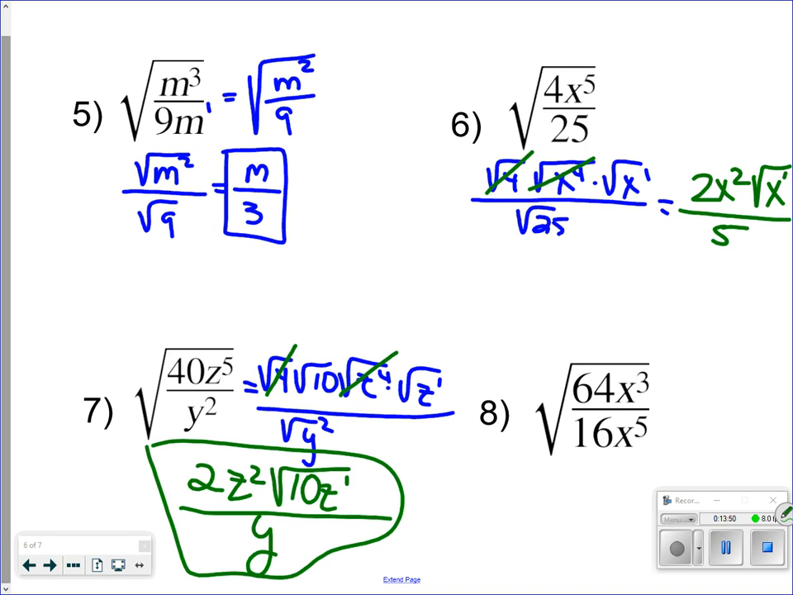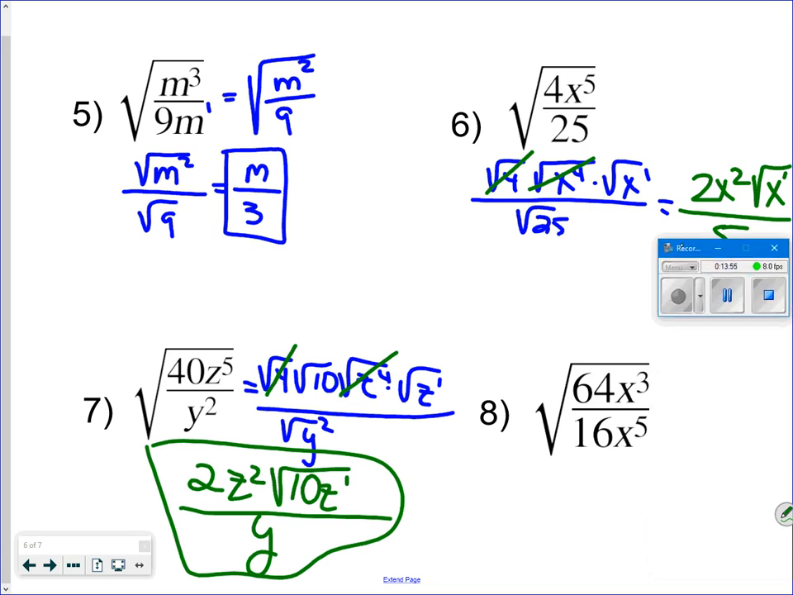And number 8. This is the last one. Try to slide this out of the way if I can. There we go. All right, square root of 64x to the third over 16x to the fifth. 64 and 16, those are on our list, so those will be the easy ones. Let's do the letters first. X to the third over x to the fifth. We can reduce that. Bigger on the bottom, keep the x on the bottom. We need to subtract from the bottom up. 5 minus 3 is 2. X to the 2. So we have 64 over 16x to the 2.